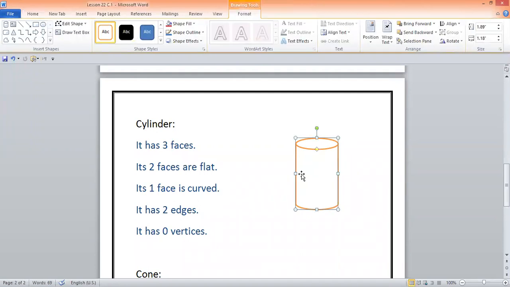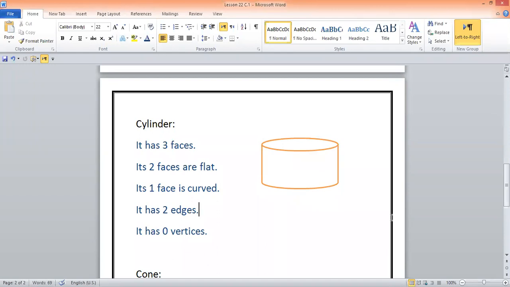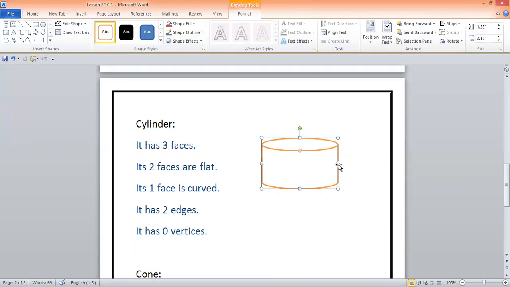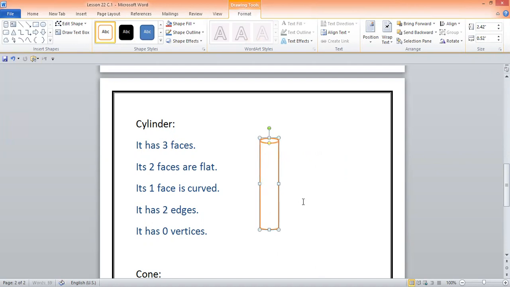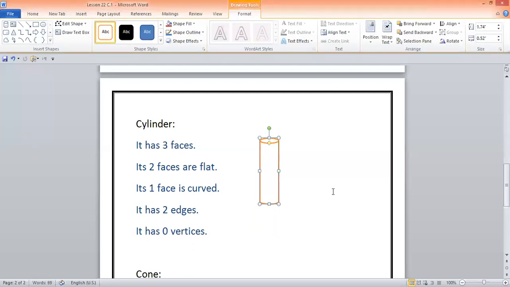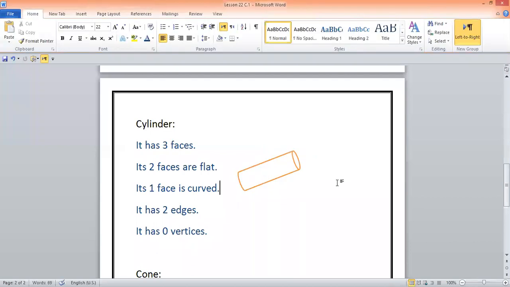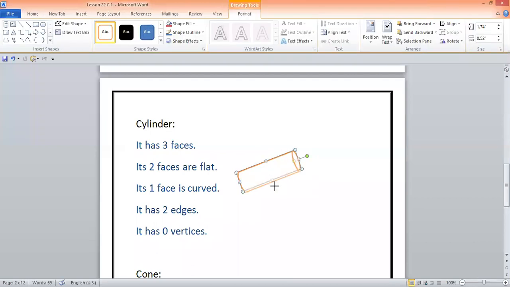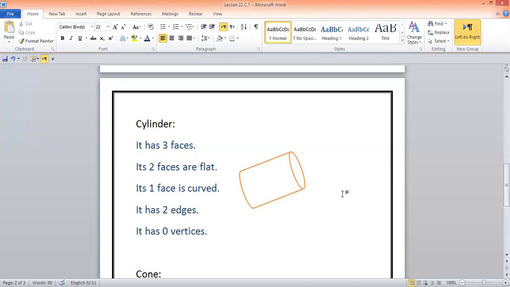I can show you different shapes, guys. This is also a cylinder. Look, this is also a cylinder. Also two faces flat, one face curved. Look, this is also the shape of a cylinder. Two flat faces, one curved face. And this is also the shape of a cylinder. I'm showing you different shapes of cylinder.